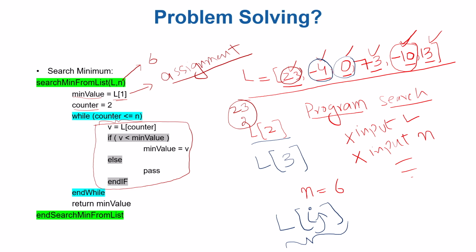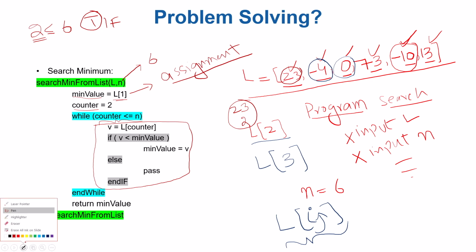So now counter is 2, so is 2 smaller than or equal to 6? True or false? That is true. So the condition is true. 2 is indeed smaller than or equal to 6. So we will go inside the box and see what happens.